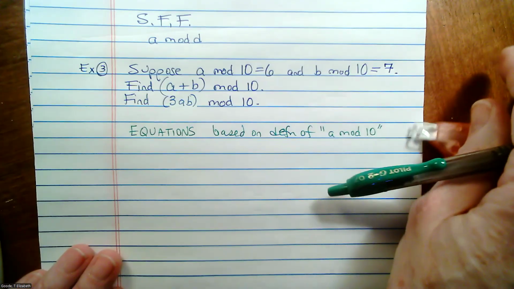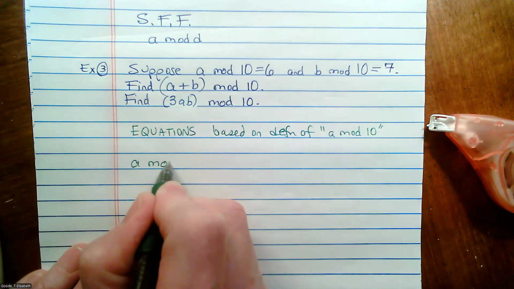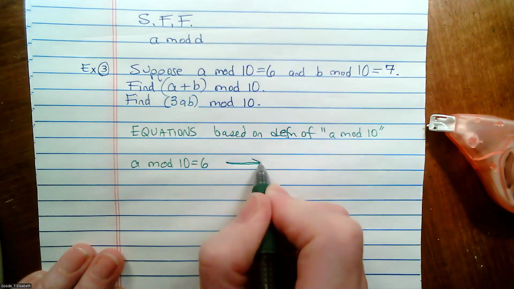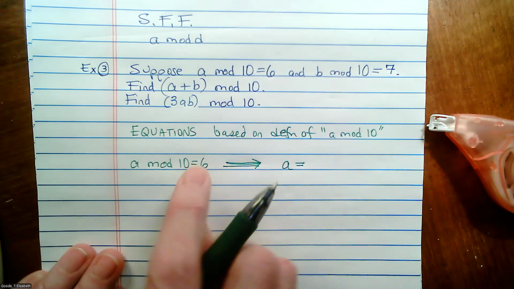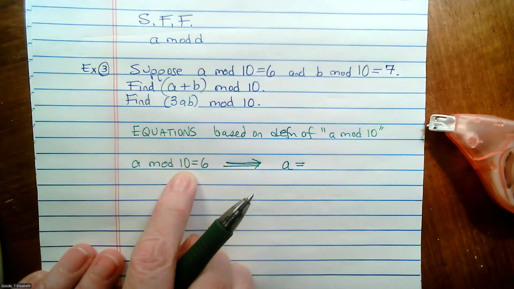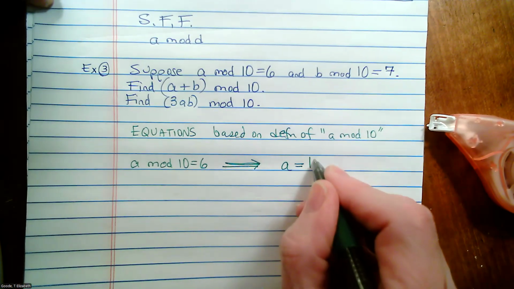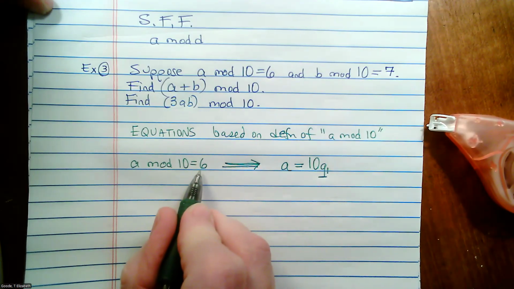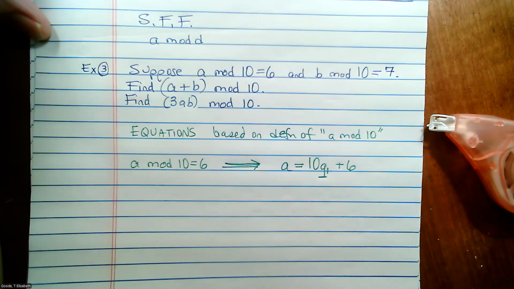Basically, A mod 10 equals 6. That gives us an equation. It tells us A is some number of copies of 10. We don't even care how many, we can just say 10 times Q1. But the point is the remainder is going to be 6.